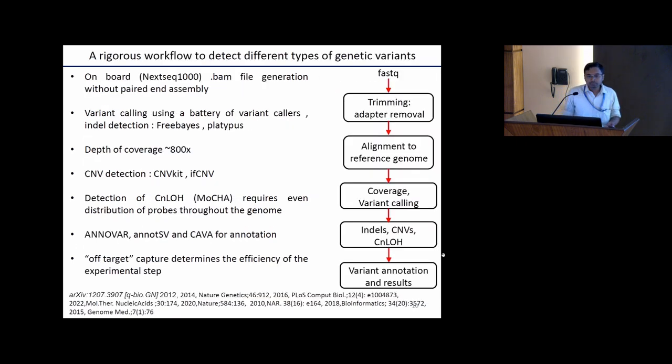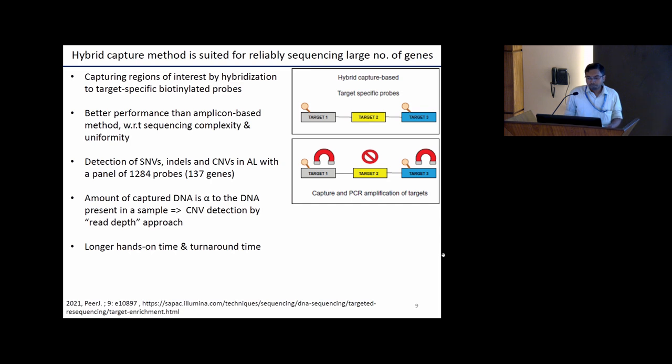Sorry to interrupt. Can you please explain that amount of captured DNA? See, you are going to capture the region of your interest using these biotin probes, right? So whatever you capture is proportional to what was present in the sample. If suppose there are 2 copies present, you will capture twice, right? And that means when you do CNV detection, you will actually be able to see it because you are looking for read depth, right?